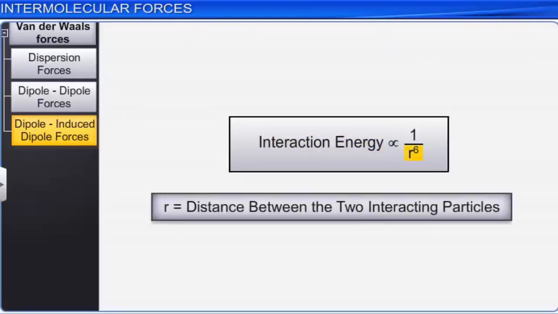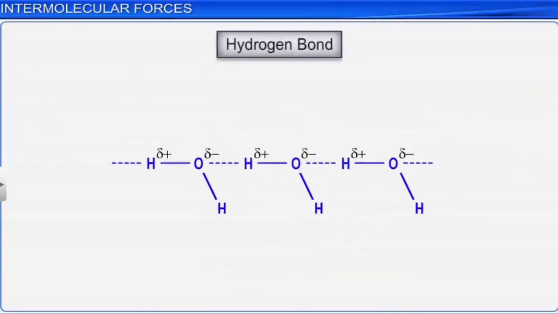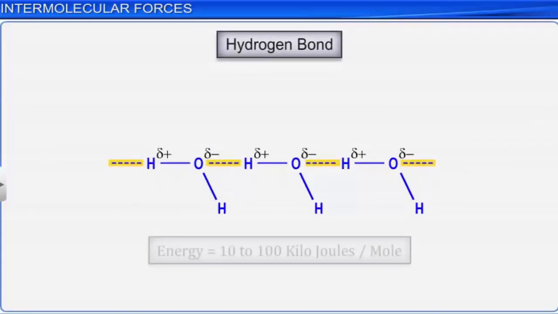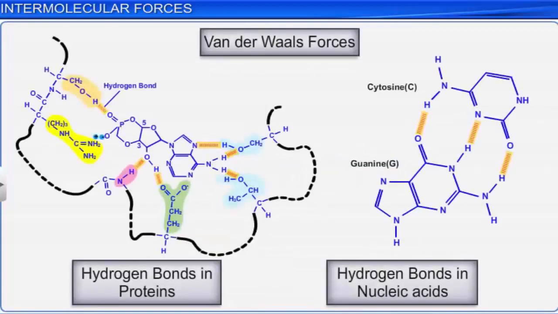A special case of dipole-dipole interaction called hydrogen bond exists in the molecules with highly polar NH, OH or HF bonds. This intermolecular force is stronger than the van der Waals forces of attraction, having interaction energy of the order of 10 to 100 kilojoules per mole. Therefore, hydrogen bond is a powerful force in determining the structure and properties of many compounds such as proteins and nucleic acids.